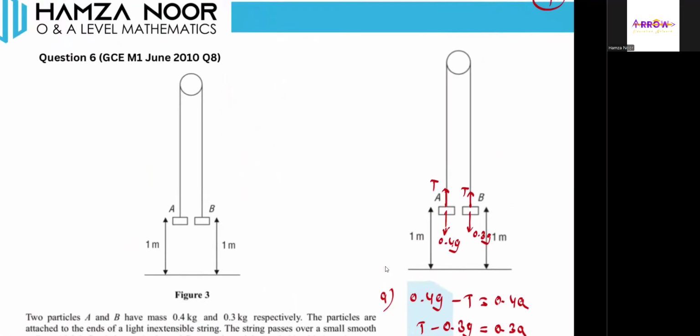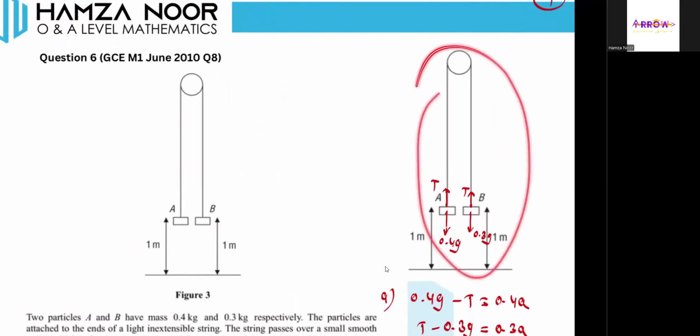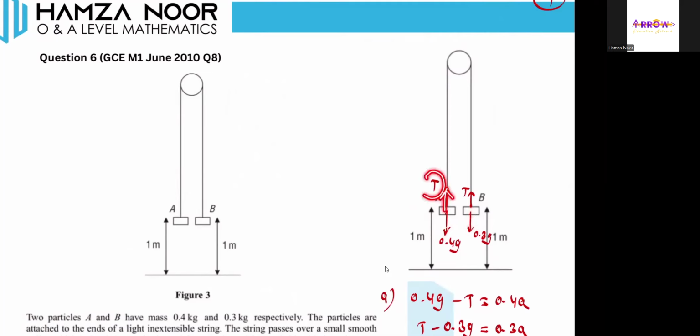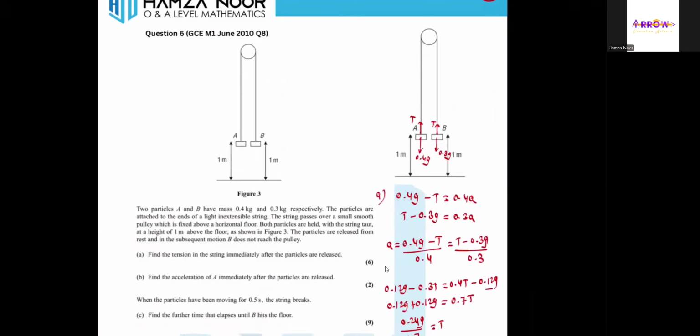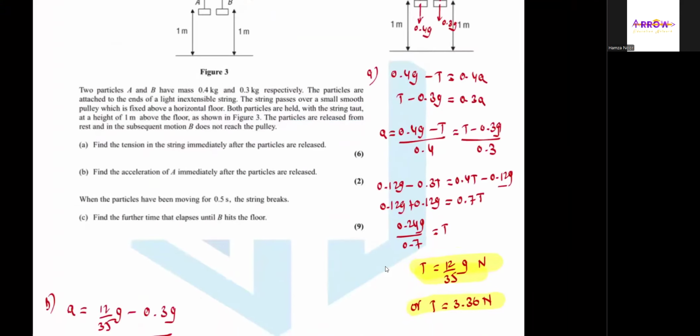First, I brought a screenshot over here and then I marked the forces. The weight of particle A is 0.4g, the weight of particle B is 0.3g, and when I'm referring to particle A, the tension in the string is moving away from particle A, and when I'm referring to particle B, the tension in the string is moving away from particle B.